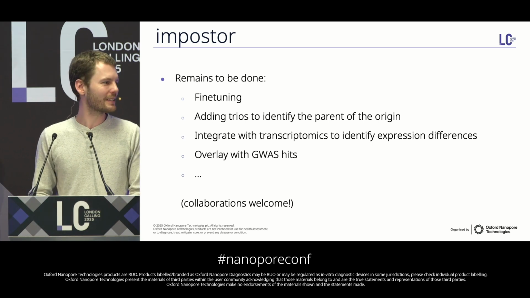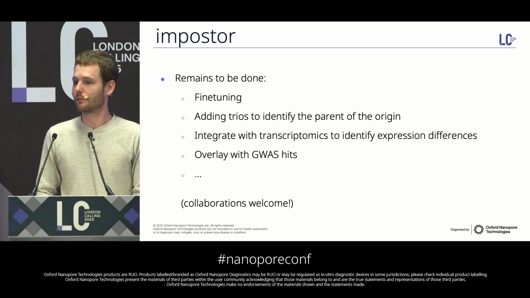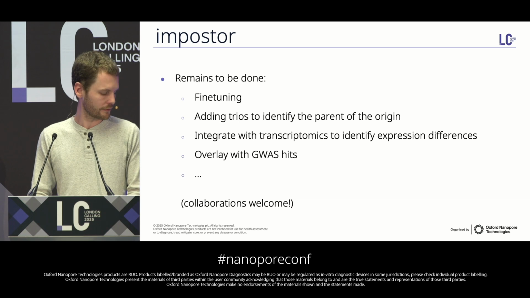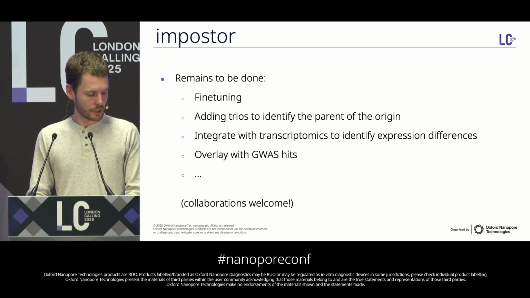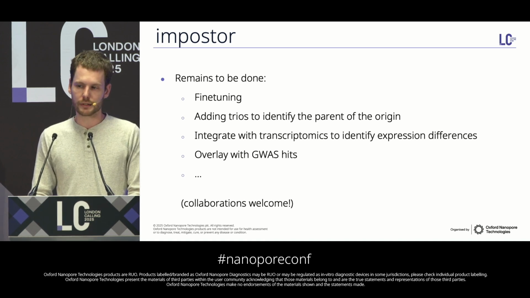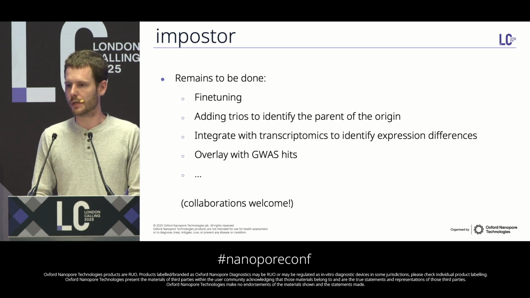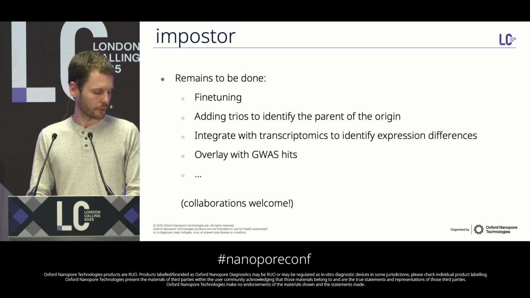But some more things to be done for Imposter include further fine-tuning of our pipeline. We're sure that it's highly specific, but it could probably be more sensitive. Happy to get some feedback on that. We would like to add trio data to not only know that this is an imprinted region, but also to be able to identify whether it is maternally or paternally imprinted. We will integrate it with lots of transcriptomics data that we have from the same brain individuals to also identify expression differences, to see which imprinted loci have an effect on gene expression or transcript expression, and overlay this with GWAS hits. So if a locus is associated with a GWAS, then having the methylation information could be very important.